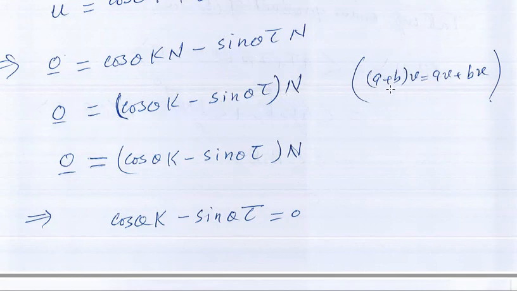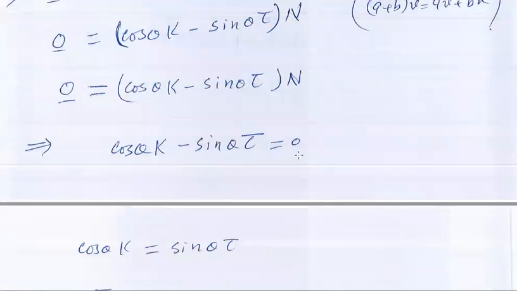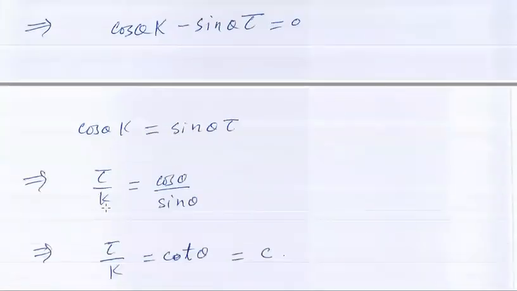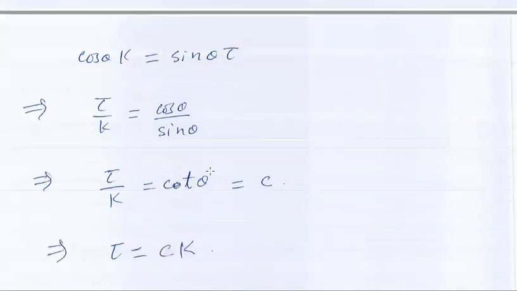into n, because in vector spaces (a plus b) v is equal to av plus bv. So 0 is equal to (cos theta k minus sine theta tau) into n, and this implies that cos theta k minus sine theta tau is equal to 0, and tau over k is equal to cos theta over sine theta, which is equal to cot theta. Because theta is fixed, cot theta is a fixed value, and we have named it a constant. So tau is equal to C k.